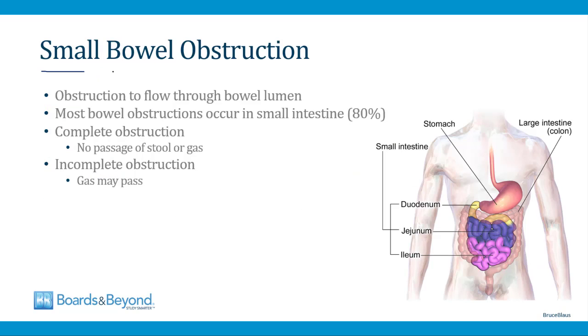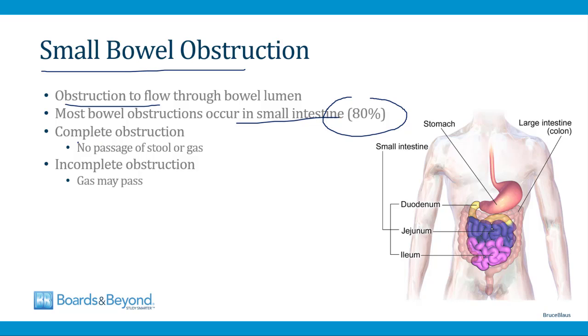Moving on, let's talk about small bowel obstruction, which refers to obstruction of flow through the lumen of the bowel. And you should know that most bowel obstructions occur in the small intestine. About 80% of bowel obstructions are small bowel obstructions. Bowel obstructions of the large bowel, which I talk about in another video, are much less common.